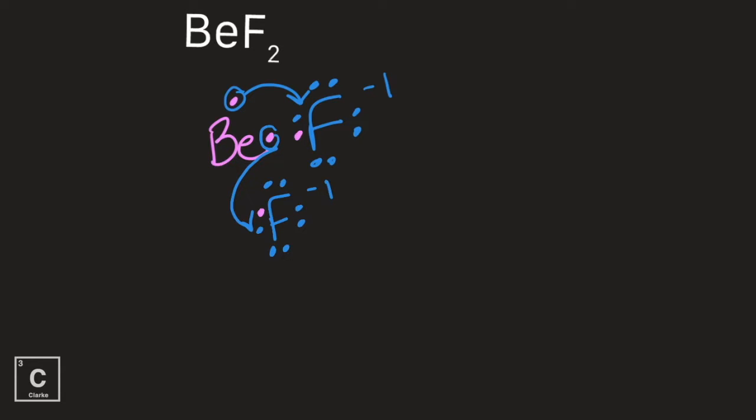Beryllium has had both of its electrons stolen. It becomes a +2. Ionic compounds are neutral. So we have a +2. If we add up both of our -1s, we have a -2. That's going to equal 0. BeF2, ionic bond. We use arrows to show transfer.